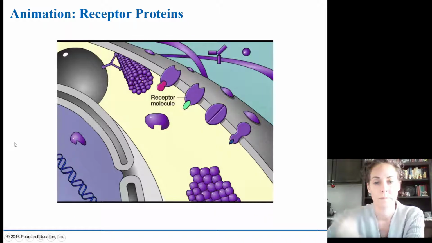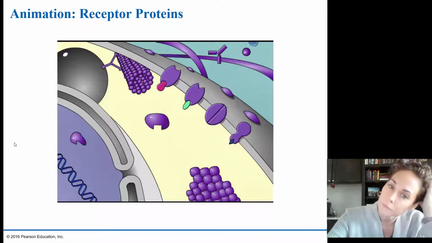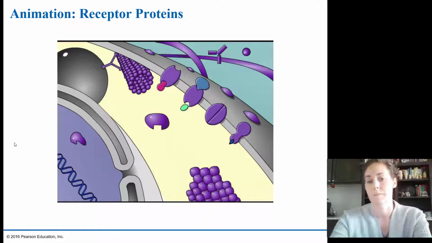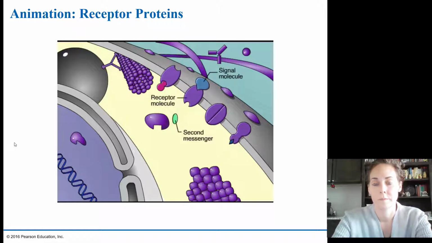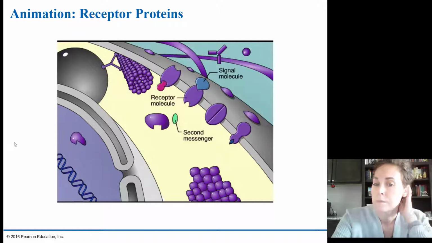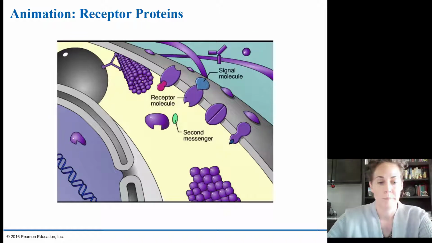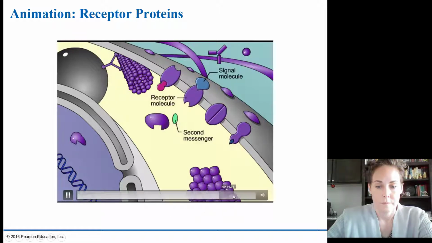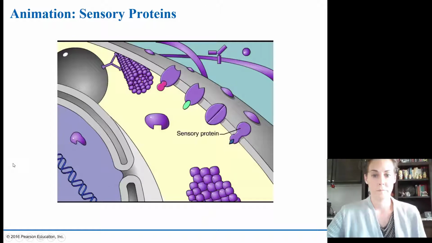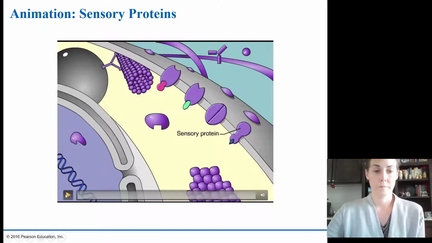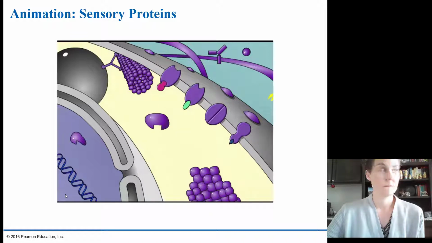Receptor molecules bind to signal molecules and can then emit second messengers which trigger changes inside a cell. Receptors are thus important links in the system of communication among cells. Some signal molecules, such as hormones, are also proteins. Sensory proteins detect environmental changes such as light and respond by emitting or producing signals that call for a response.